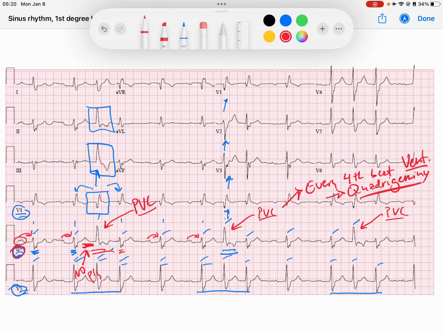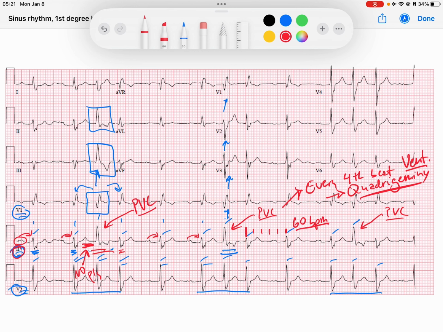I'm still going to be looking at this lead 2 rhythm strip at the bottom of our screen. First, let's take a look at the rate of our normal beats. If I take a QRS that's about on a solid line, we'll call this one, and I count 300, 150, 100, 75, roughly 60 beats per minute. Okay, that's my QRS rate.